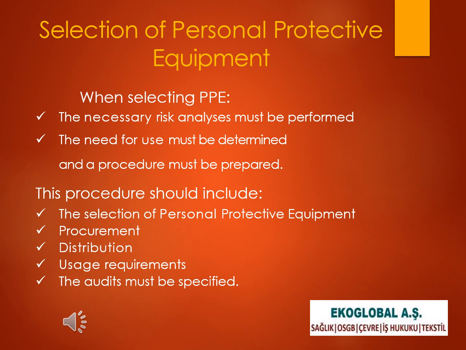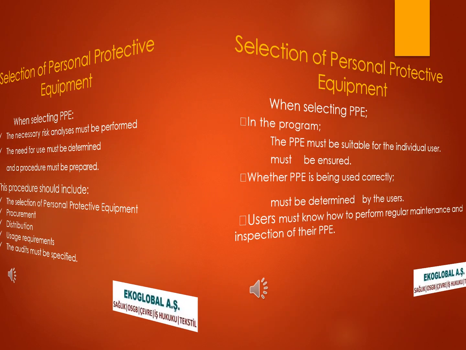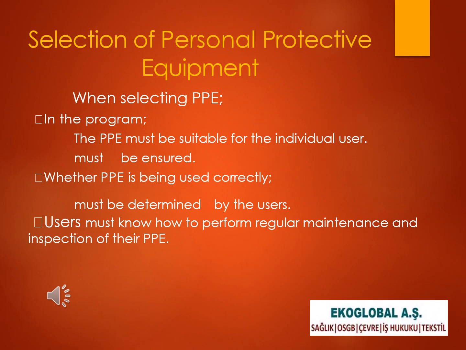When selecting PPE, the necessary risk analyses must be performed, the need for use must be determined, and a procedure must be prepared. This procedure should include the selection of personal protective equipment, procurement, distribution, and usage requirements. The audits must be specified. The PPE must be suitable for the individual user. Users must know how to perform regular maintenance and inspection of their PPE.